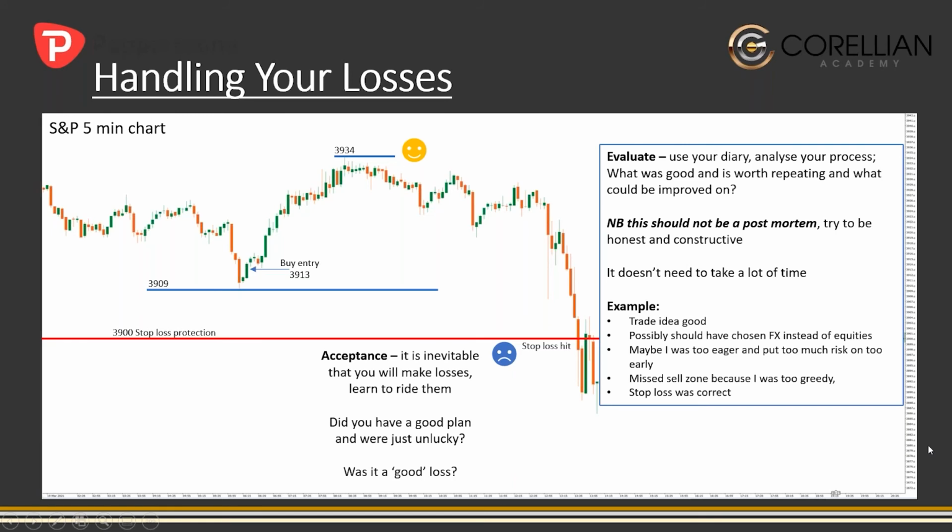It was a good trade idea. Possibly I could have been in FX instead of equities. Maybe I was too eager and put too much risk on to start with. Did I get greedy? Ask yourself some of those tough questions as well. Was 45 too much if my target was there? And then, was my stop loss in the correct place? And in this instance, you stop yourself out.